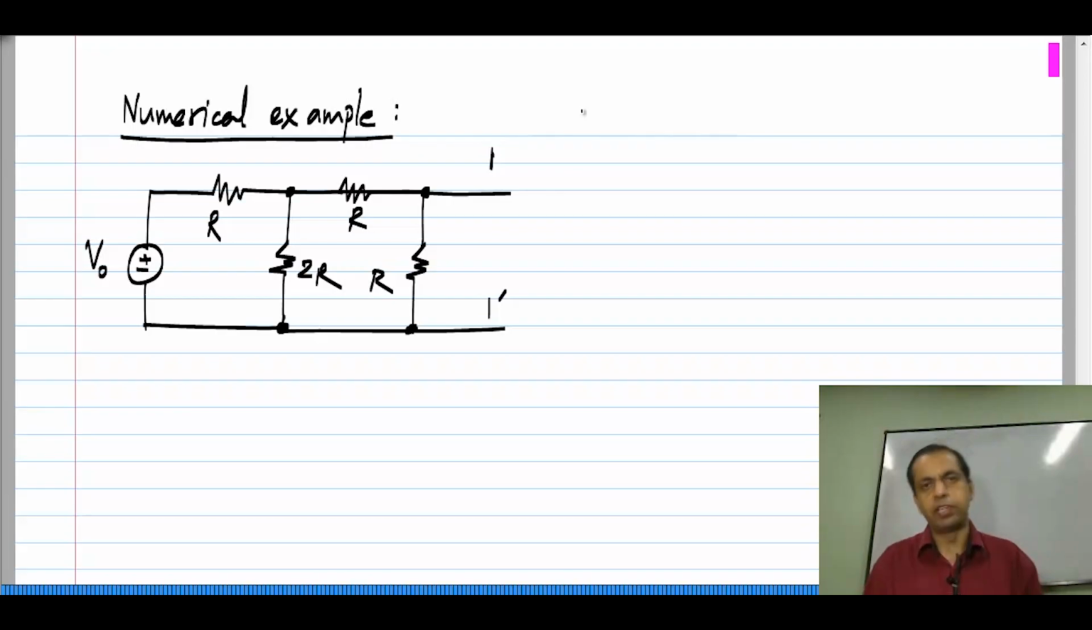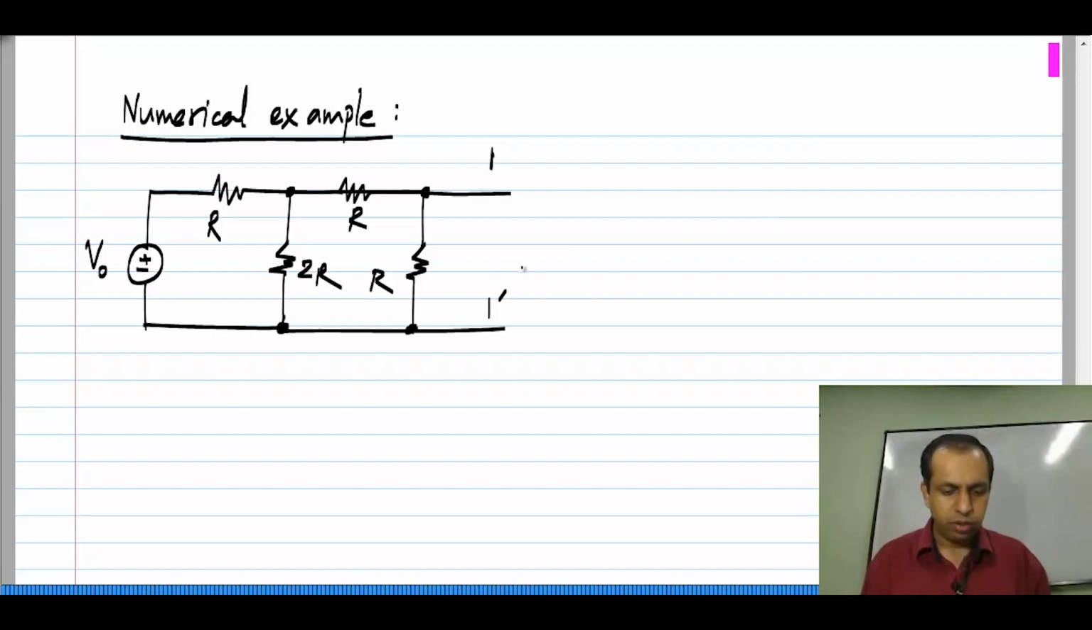Again, I want to emphasize that this equivalence is valid for the voltage and current at these two terminals, nothing else. It says that if you connect this circuit or its model to any circuit you want, then the behavior will be exactly the same at these two terminals and also inside the circuit that you connect to it.